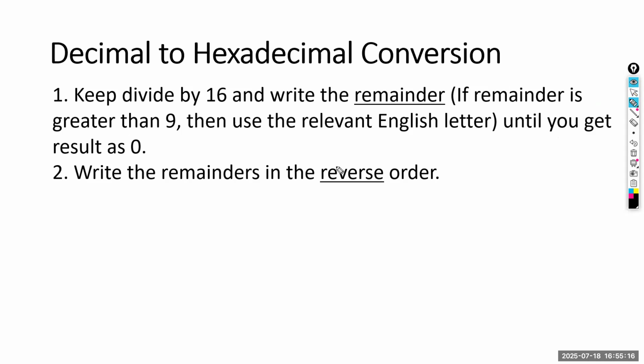Now how do you convert decimal to hexadecimal? You keep dividing by 16. And now the remainder can be up to 15. So if your remainder is 10, you need to write it as A. If the remainder is 11, B. If the remainder is 15, F. So therefore you are going to get 0 to 9 and then up to F as your digits. And again, you write it in the reverse order. So let's do one example and one exercise.